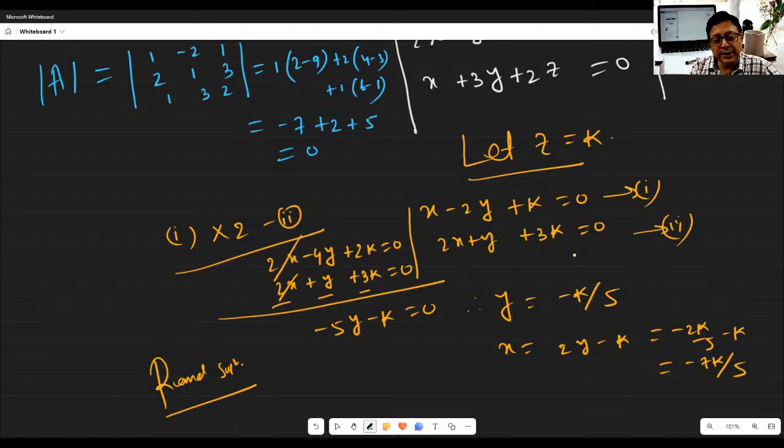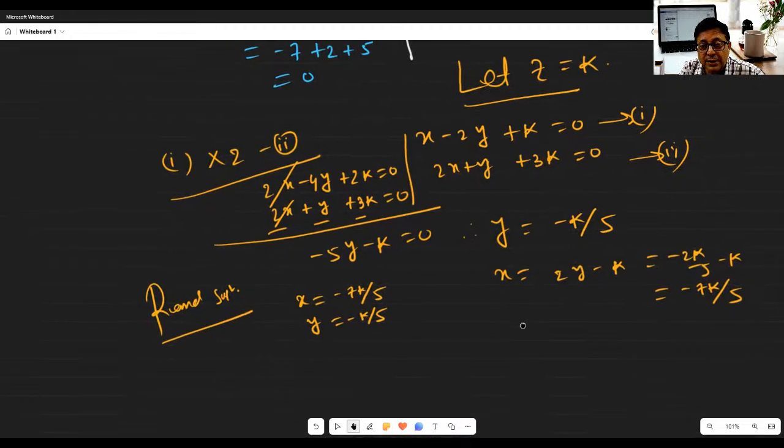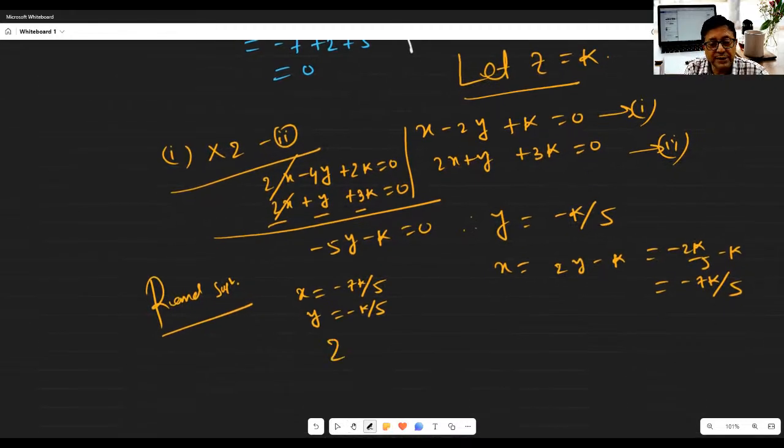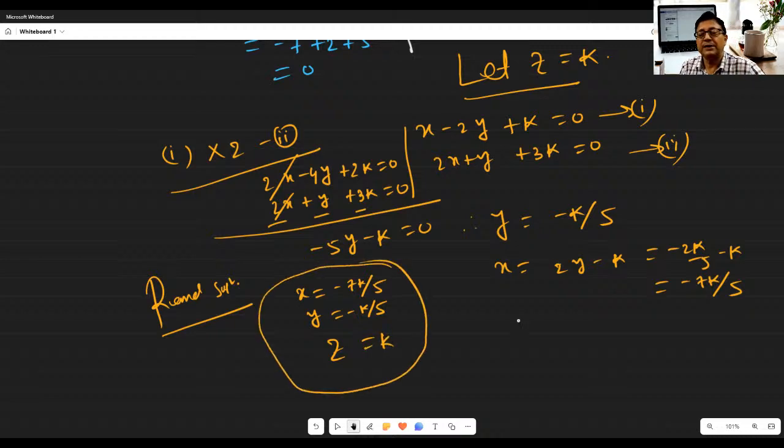Required solution is minus 7k by 5, minus k by 5, and what you have taken? z equal to k. Z equal to k also you have to take. Clear? This is the required solution where k belongs to R. Hope you have understood. Okay?